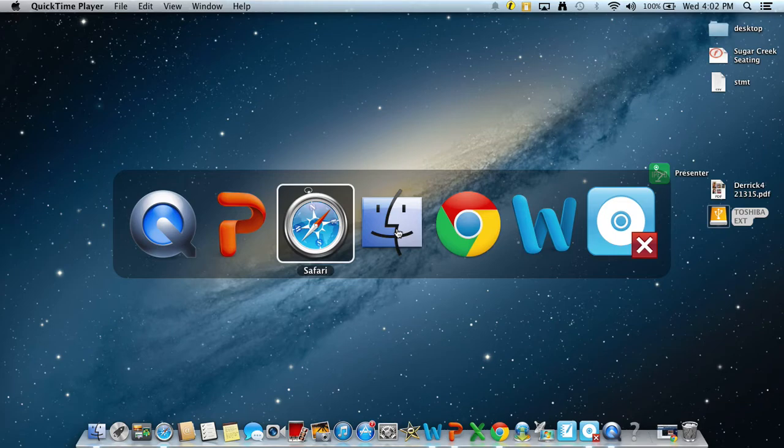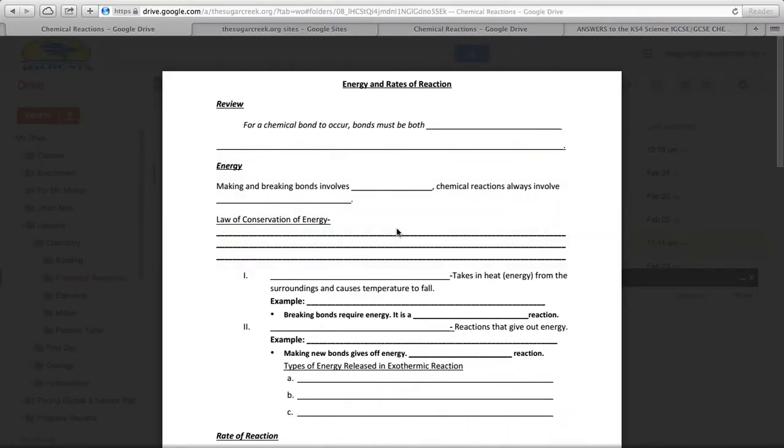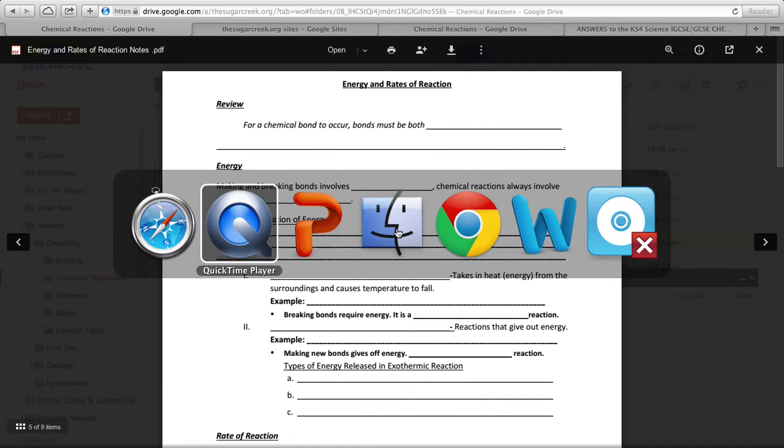Have a blank sheet of paper, a blank sheet of line paper, and you also want to have your note sheet that looks like this, the energy and rate of reaction note sheet. So let's go ahead and get started.